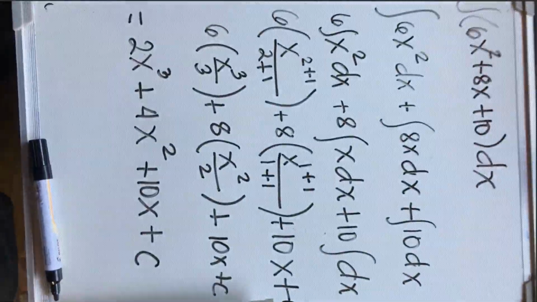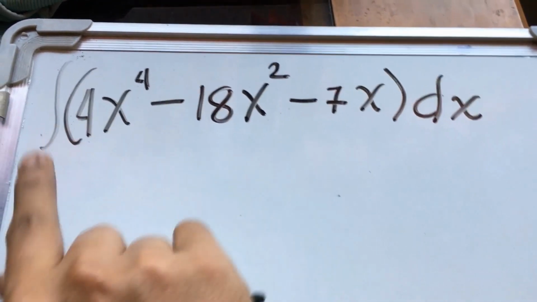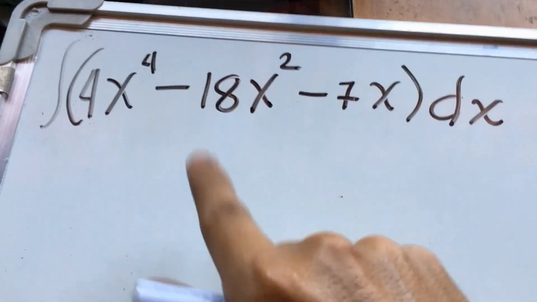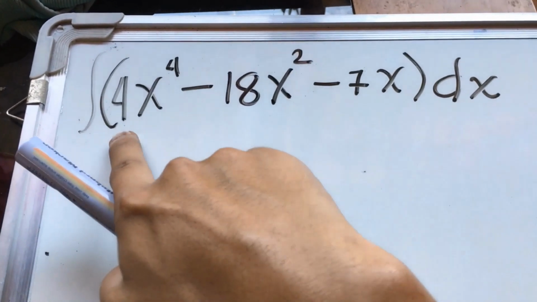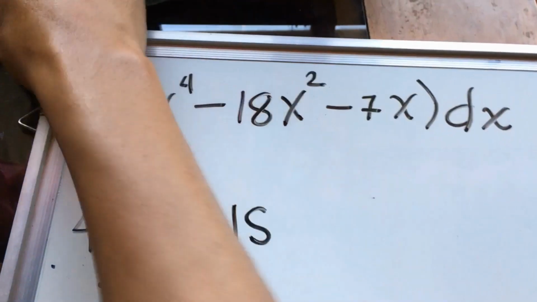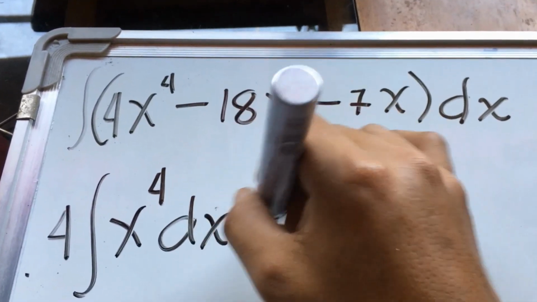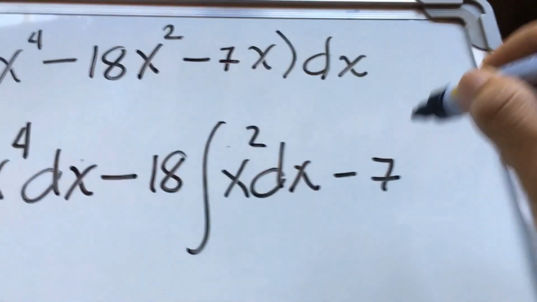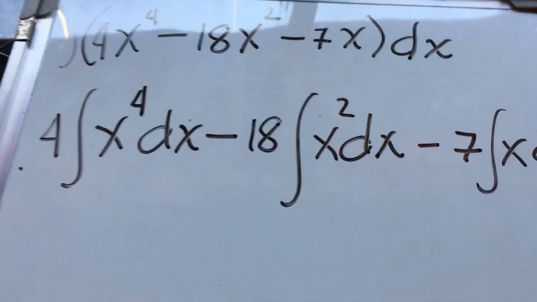Let's have another example with a given of 4x raised to 4 minus 18x squared minus 7x dx. So, we are going to find the integration, or what we call the antiderivative. Applying the rules, we write 4x raised to 4 dx minus 18x squared dx minus 7x dx. Sorry, I forgot the dx. Then applying the constant rule.